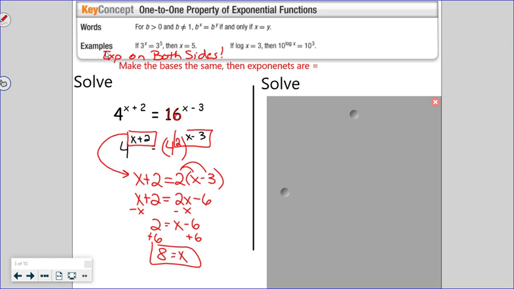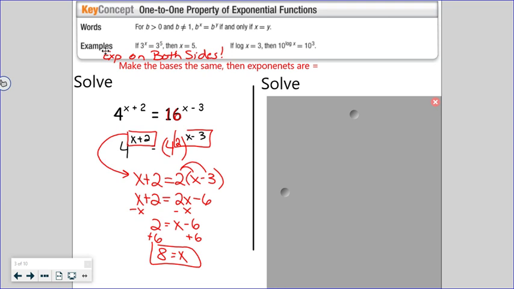Okay? What I can't do, and this is the mistake that people want to do, is they take that same problem and they say, oh, well, I can just square the 4 and it'll match the other side. So I square that 4 and say 4 squared times x plus 2 equals 16 to the x minus 3, which would be 16 to the x plus 2 equals 16 to the x minus 3. Can't I just do that? Now my bases match, right?